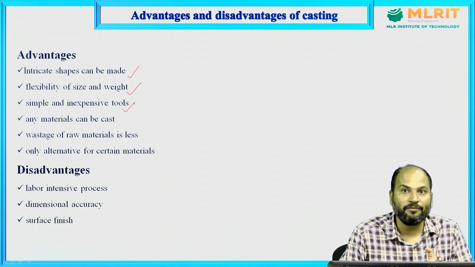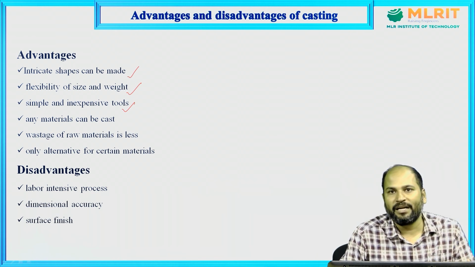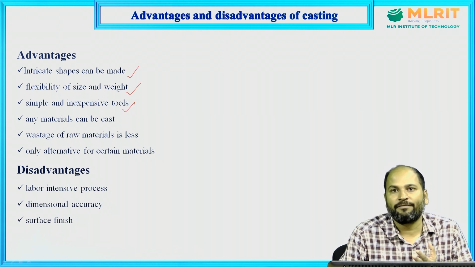Means here there will be no loss of the material. Of course, the gating system or the accessories will be there when we do the manufacturing, when we do the casting process, but those will be trimmed and can be melted again and used for production of other products.